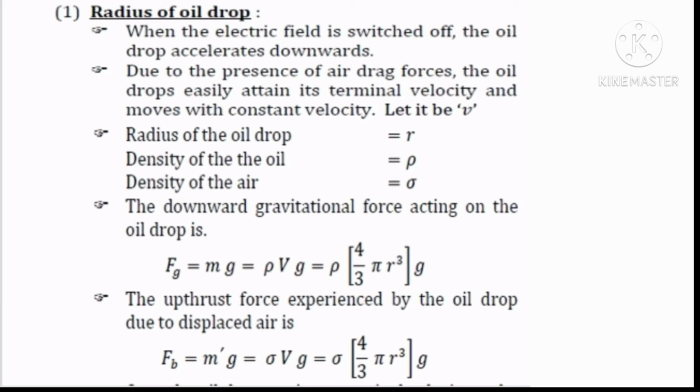The upthrust force experienced by the oil drop due to the displaced air can be written as Fb. Fb is nothing but the upthrust force, known as the buoyant force, which can be written as Fb is equal to m dash into g, which is equal to sigma V g, which is equal to sigma into 4 by 3 pi r cube into g. Here m dash is replaced by sigma into V. Here sigma represents the density of the air and capital V is replaced by the volume of the oil drop, which is equal to 4 by 3 pi r cube.